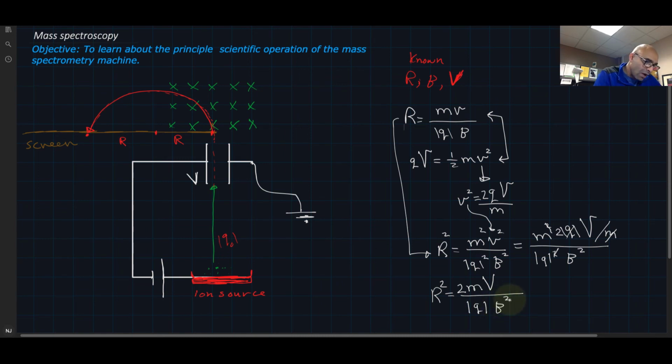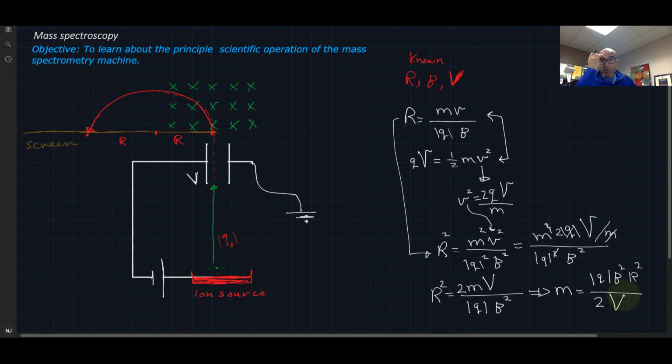Okay, now I'm going to rewrite this equation in terms of the mass, because we're looking for the mass, and thus the mass spectroscopy. Mass is equal to q b squared times r squared divided by 2 times the voltage.